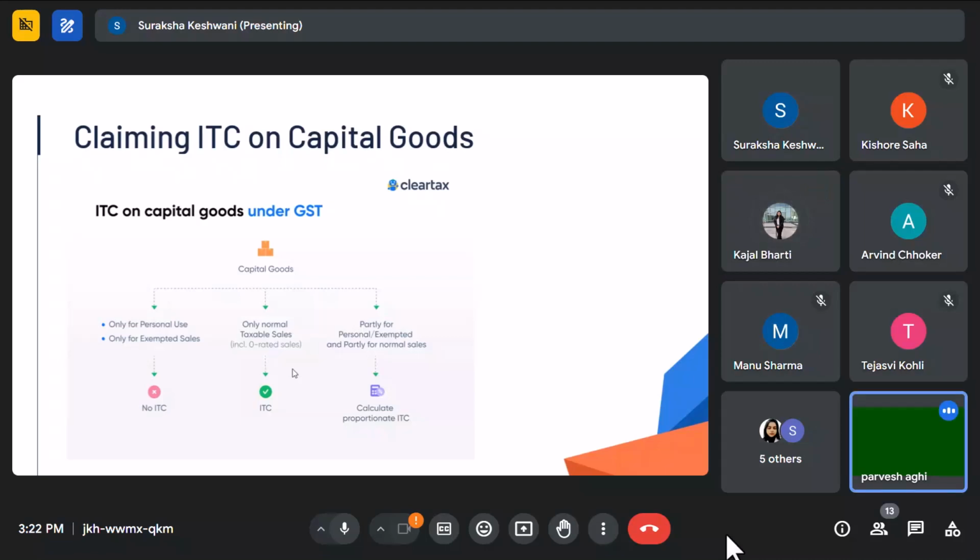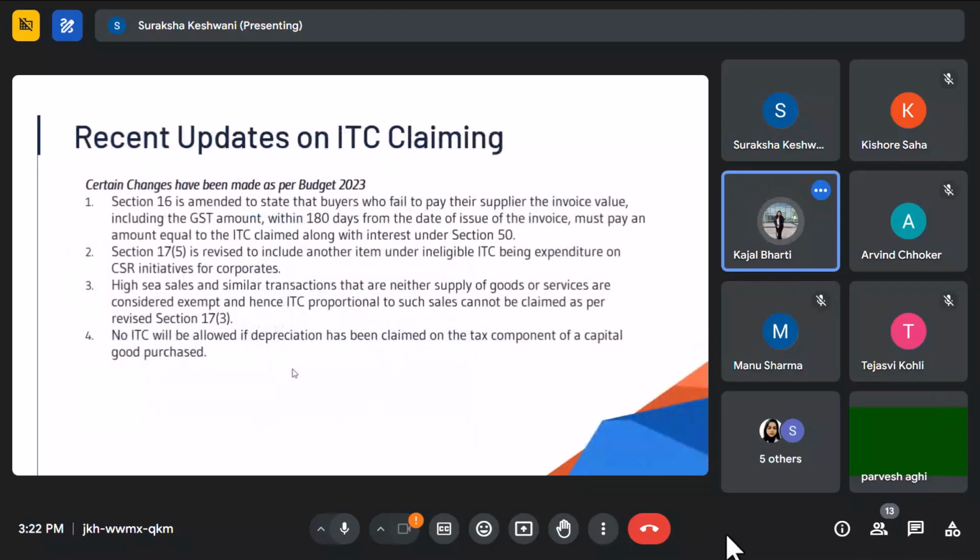So that is what we basically do for companies which have some exempted goods and some portion of their turnover taxable. We calculate what percentage is exempt and what percentage is taxable. Only that proportion of input credit which is taxable will be allowed. Okay, so fine. Go ahead. Moving on to the next slide.